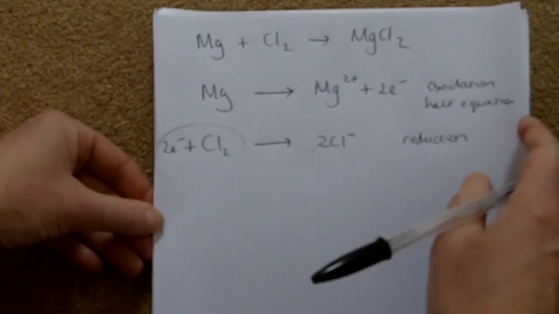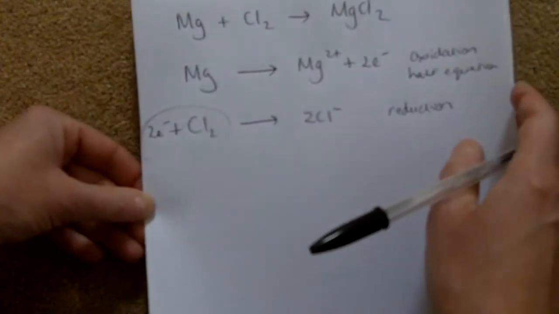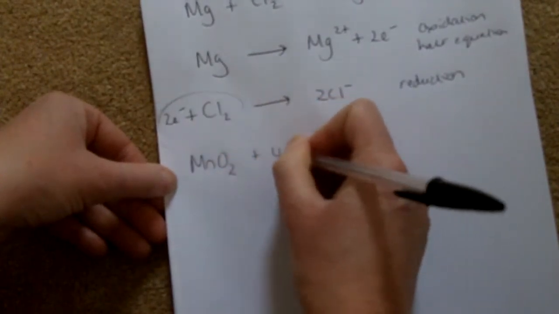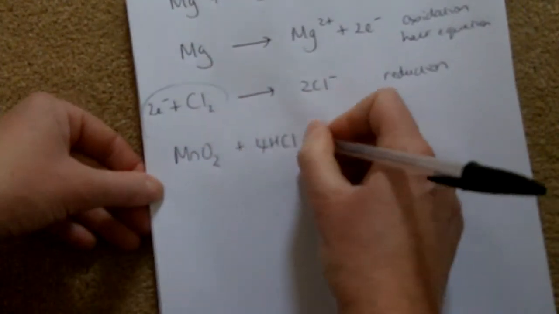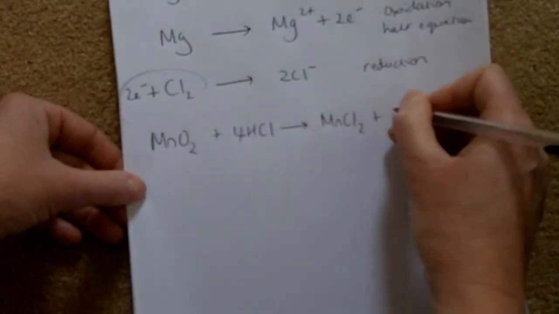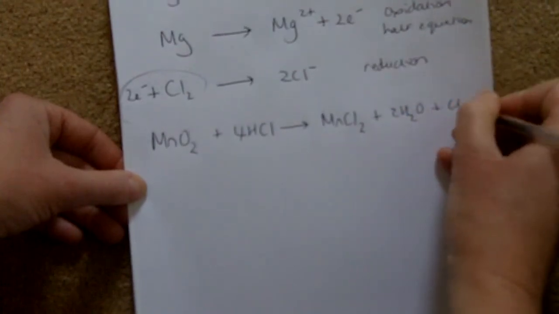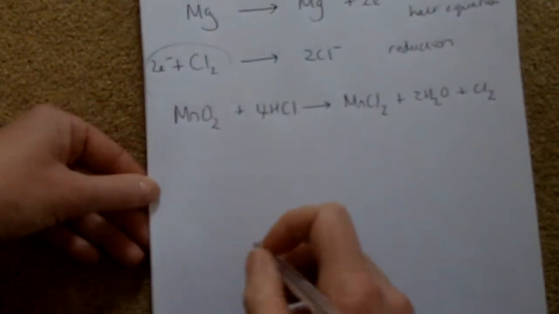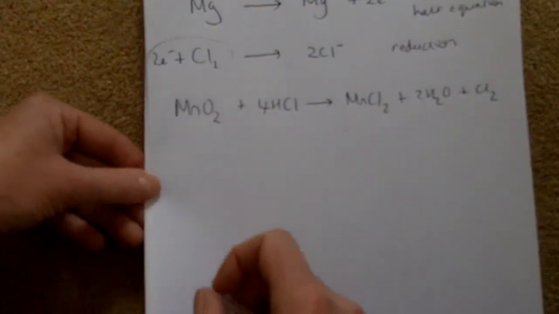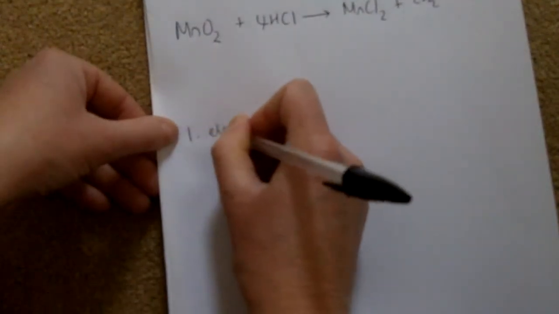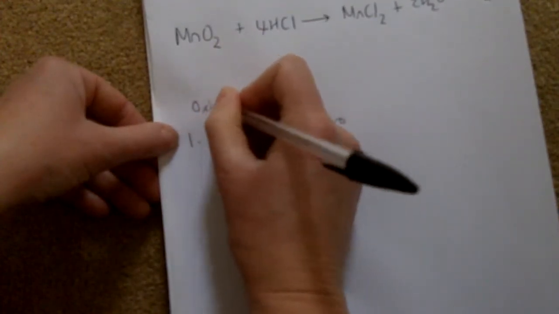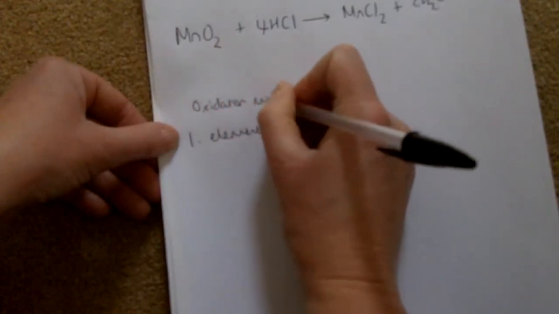So let's have another look at that complicated example I showed you at the start, MnO2. The oxidation numbers just help us to see the movement of electrons. It's related to how many electrons are involved in the bonding between the elements. So the first rule was that elements are always 0. These are the oxidation number rules.